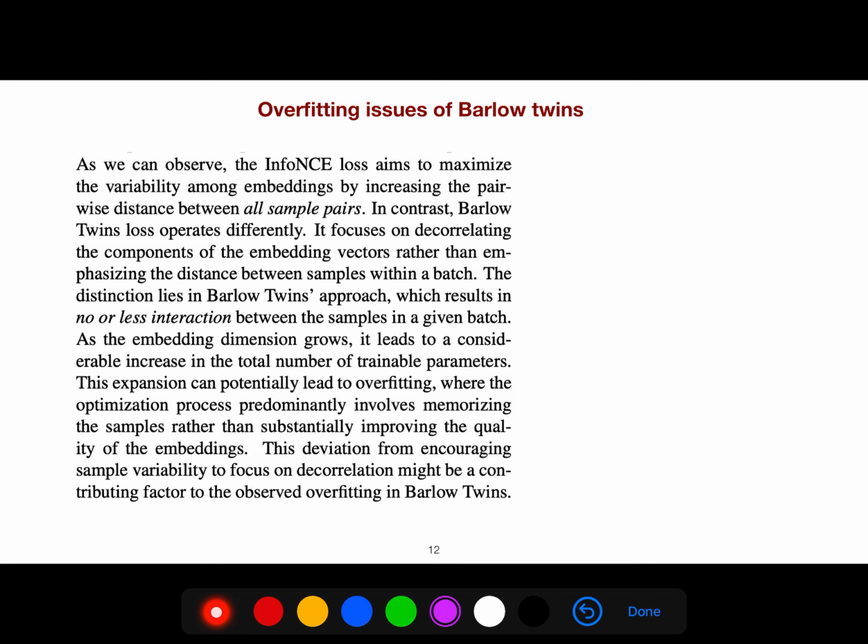batch. As the embedding dimension grows, it leads to a considerable increase in the total number of trainable parameters. This expansion can potentially lead to overfitting, where the optimization process predominantly involves memorizing the samples rather than substantially improving the quality of the embeddings. This deviation from encouraging sample variability to focus on decorrelation might be a contributing factor to the observed overfitting in Barlow Twins.